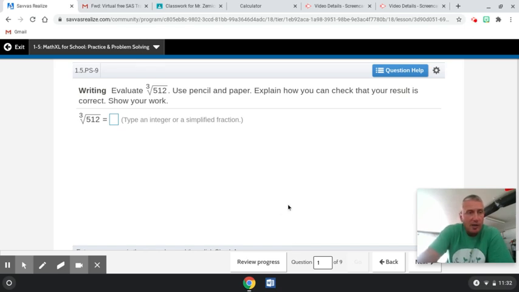Hi guys, this is a little bit of help with lesson 5, practice and problem solving. And the reason I'm helping you here is because there's a couple of different symbols and things that you may not have seen yet this year.